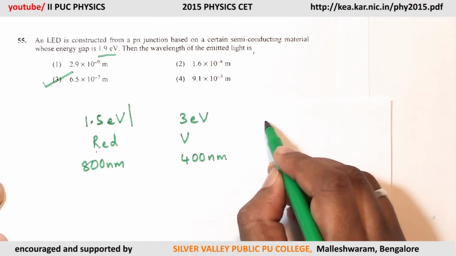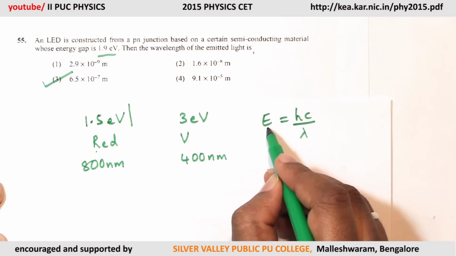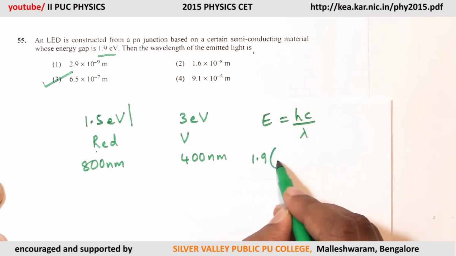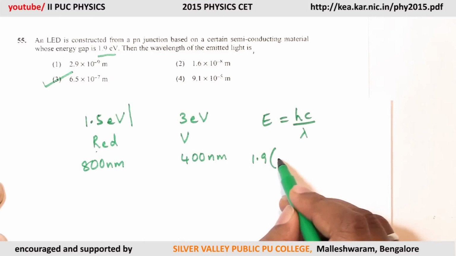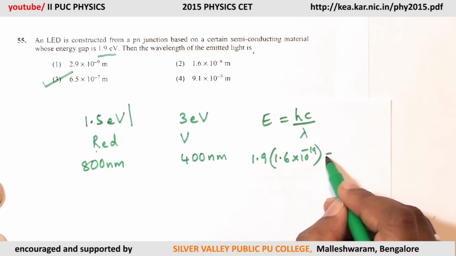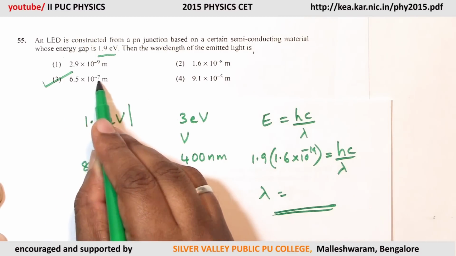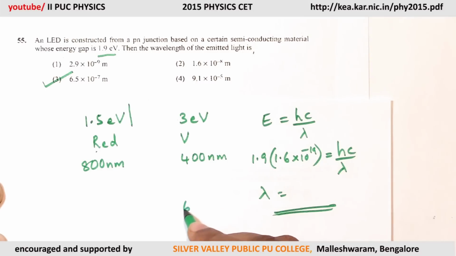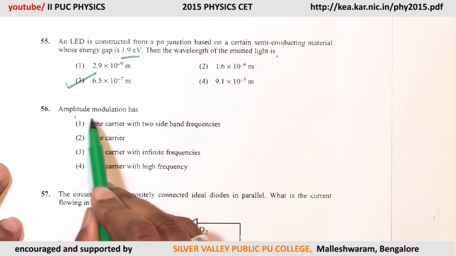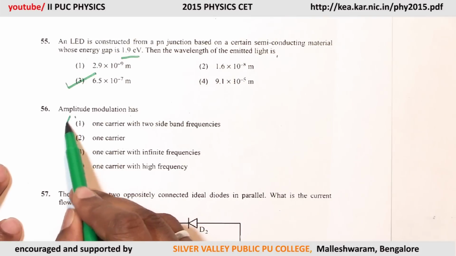If you want to solve, energy equal to hc by lambda. This energy is 1.9 into 1.6 into 10 power minus 19, electron volt to joule, equals hc by lambda. So take lambda, simplify. This number is 6.5 into 10 power minus 7, nothing but 650 nanometer. Amplitude modulation, in the revised syllabus, this chapter is removed.